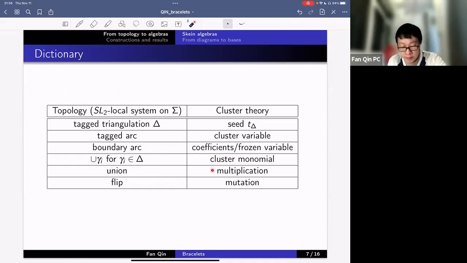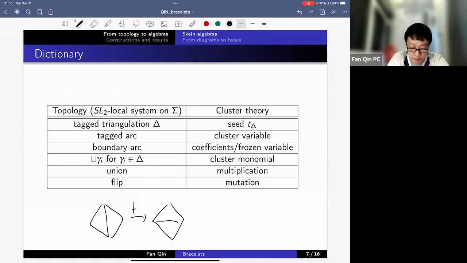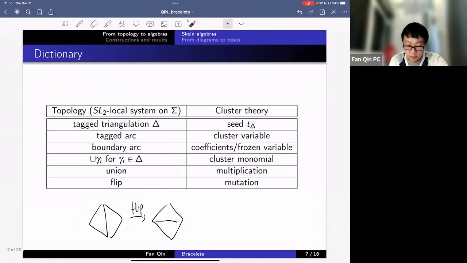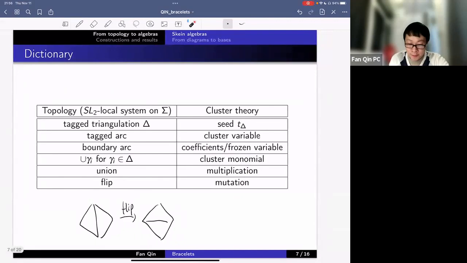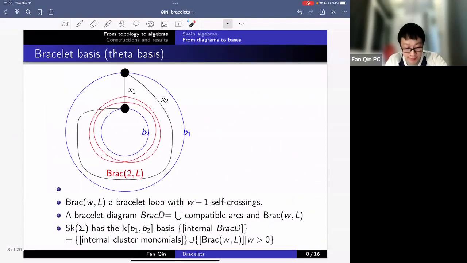And taking the union is the multiplication, and flip is, well, I didn't explain that. So flip is where you change the triangulation. So you change the triangulation like this. This is the flip, and this is the mutation. So I assume that you already know something about cluster theory. So let me explain the bracelets.